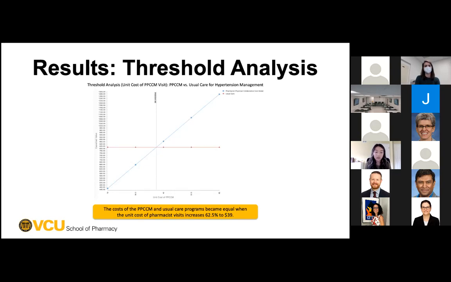So in this threshold analysis, the cost of the PPCCM and usual care programs become equal when the unit cost of the pharmacist visits increases by 62.5%, which would be to $39. So originally, the base case value was $24.